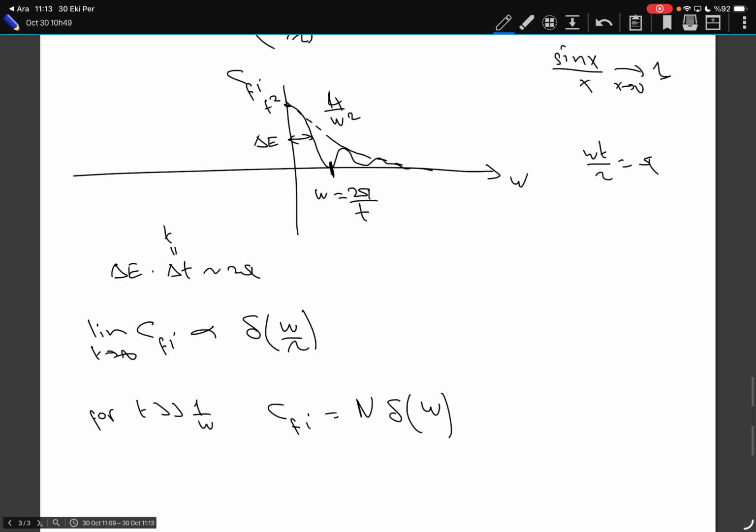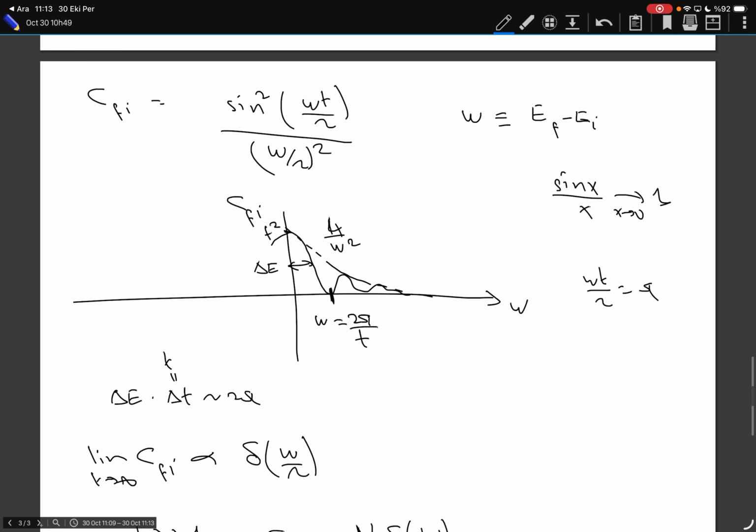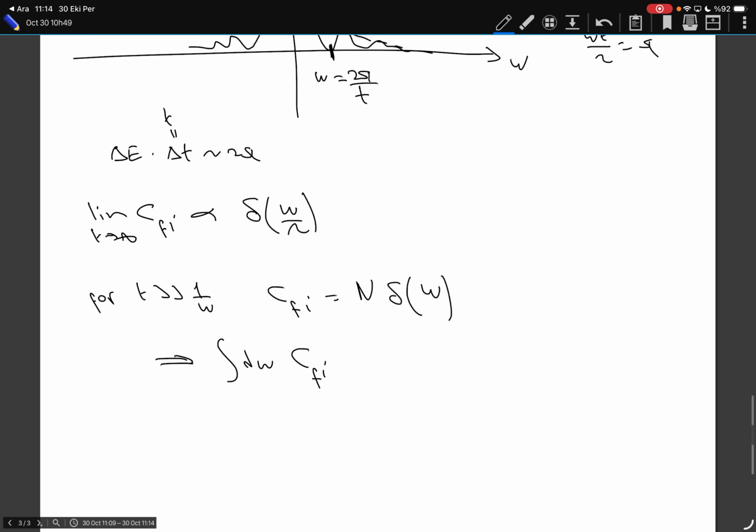But if this is true, then the integral of C_FI over omega, by the way, omega can also be negative. Final E_F can be less than E_I. There is nothing that prevents that. The integral of C_FI from minus infinity to infinity should be equal to N.